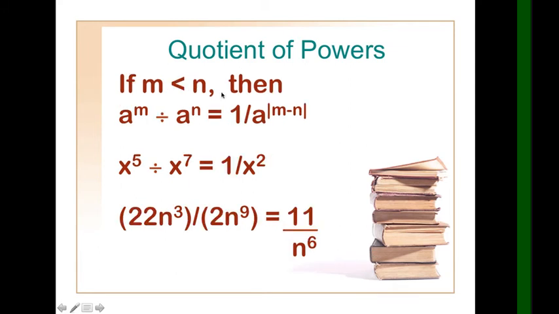Now, if m is less than n, it is the same as this one. Let's have an example. x raised to 5 divided by x raised to 7, so that is 1 over x raised to 2. This is similar to this equation, x raised to 5 over x raised to 7. We can cancel this, and that will become 1. And cancel this because 7 minus 5 is 2. So there are two remaining.